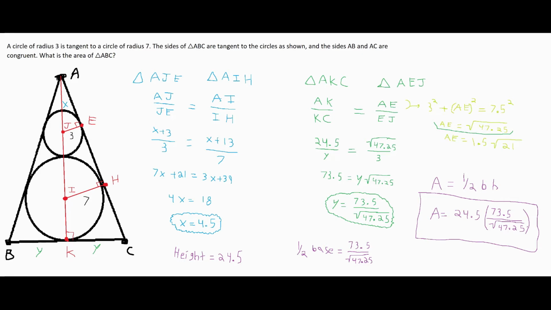Now y, as you can see by my triangle and its labels, is already half of the base. So half of the base would be what I got for y. Now that we have the height and half of the base, we can solve for the area of the triangle, which is just 1/2 of the base times the height. So the total area would be 24.5 times 73.5 divided by the square root of 47.25. That would be the final answer.